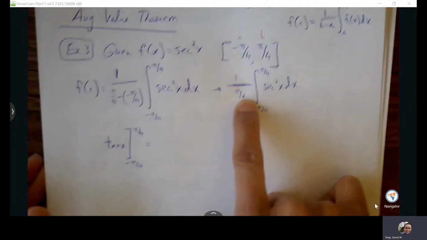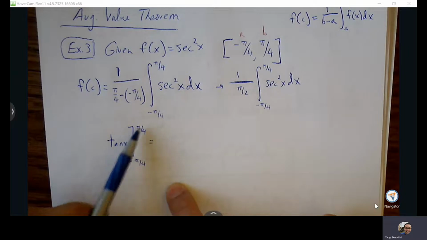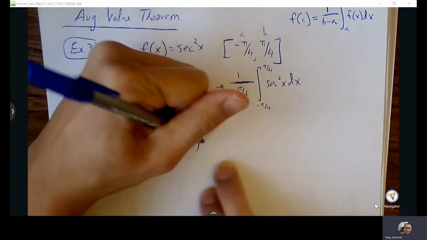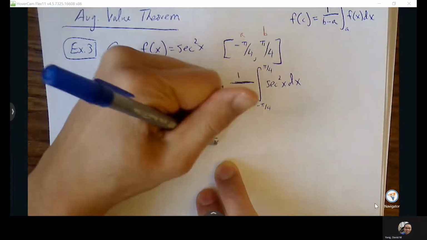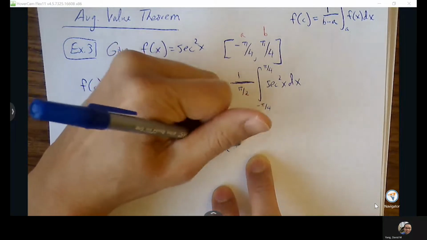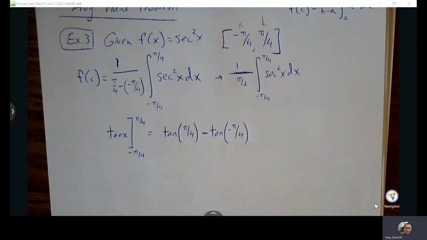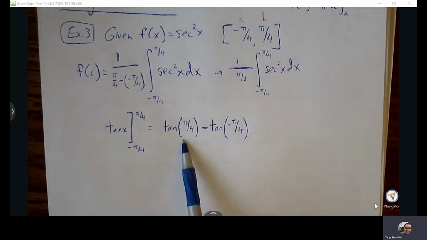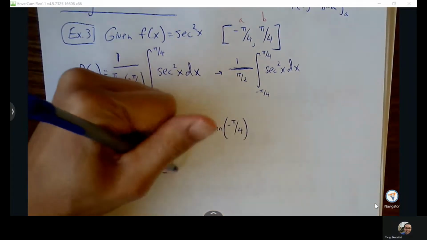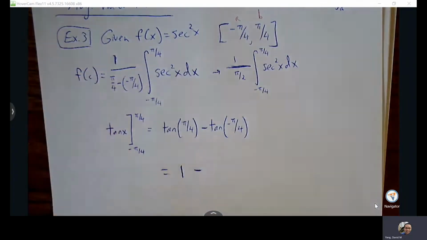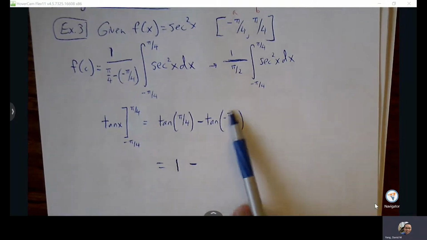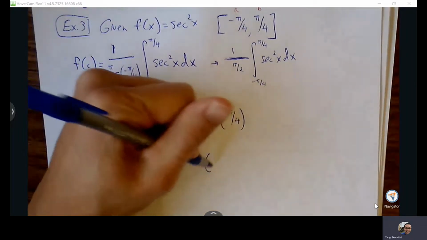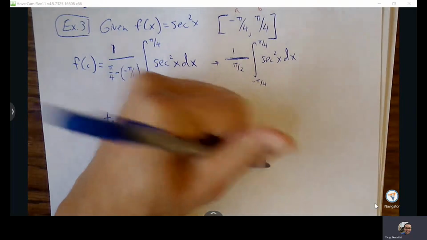I'm going to choose to wait to do this at the very end. So upper bound first, minus lower bound. Okay, so I want you guys to be able to recall your unit circle values. Tangent of pi over 4 is going to be 1. Tangent of negative pi over 4, right, this is going to be in the fourth quadrant. Tangent is negative in the fourth quadrant, so it's going to be minus a negative 1. So that's equal to 2.